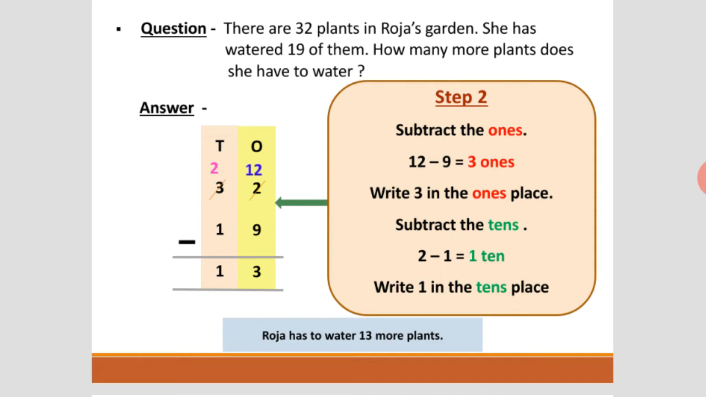Now subtract tens. 2 minus 1 is equal to 1 ten. Write 1 in the tens column. So we got the answer as 13. The number 32 minus 19 is equal to 13. Thus Roses has to water 13 more plants.